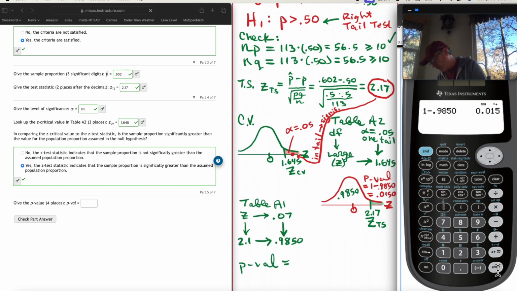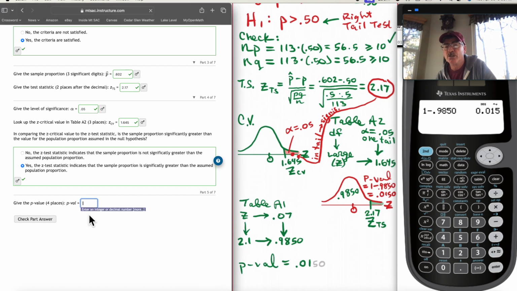So I'll go ahead and denote that down here. That p-value is 0.015. And then I usually like to ignore the last 2 digits when I compare that to alpha. But for the moment, they want all 4 places right here. So 0.015, and then I'll add a 0 just for good looks. Okay, and that should be fine.